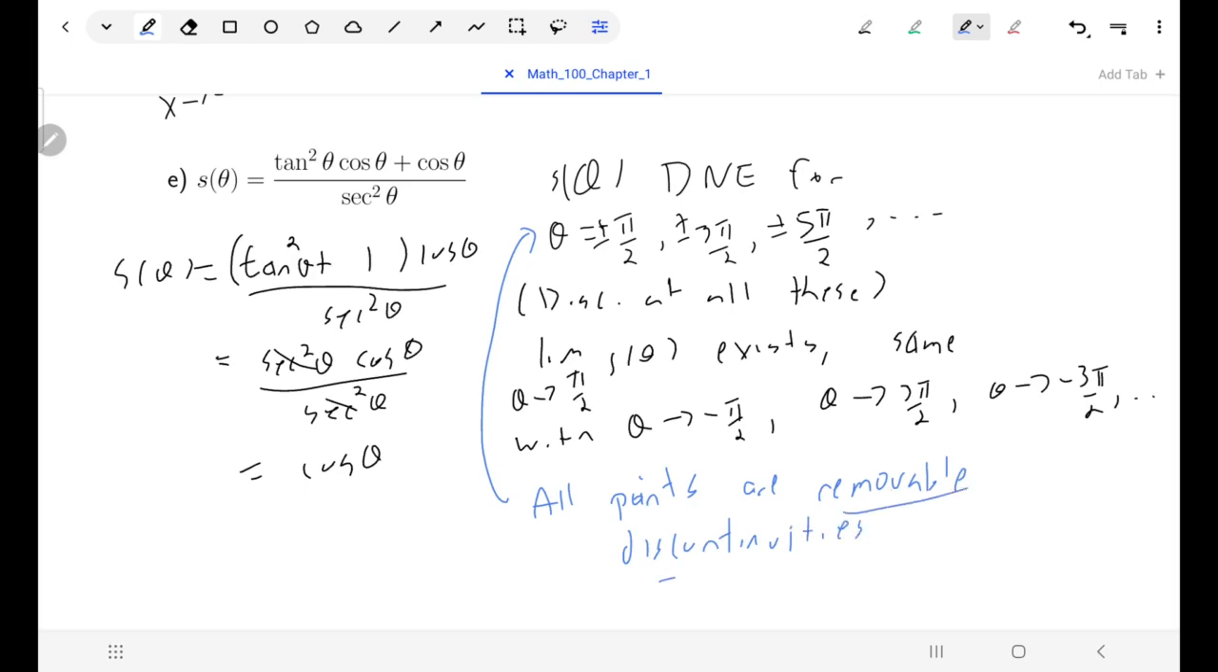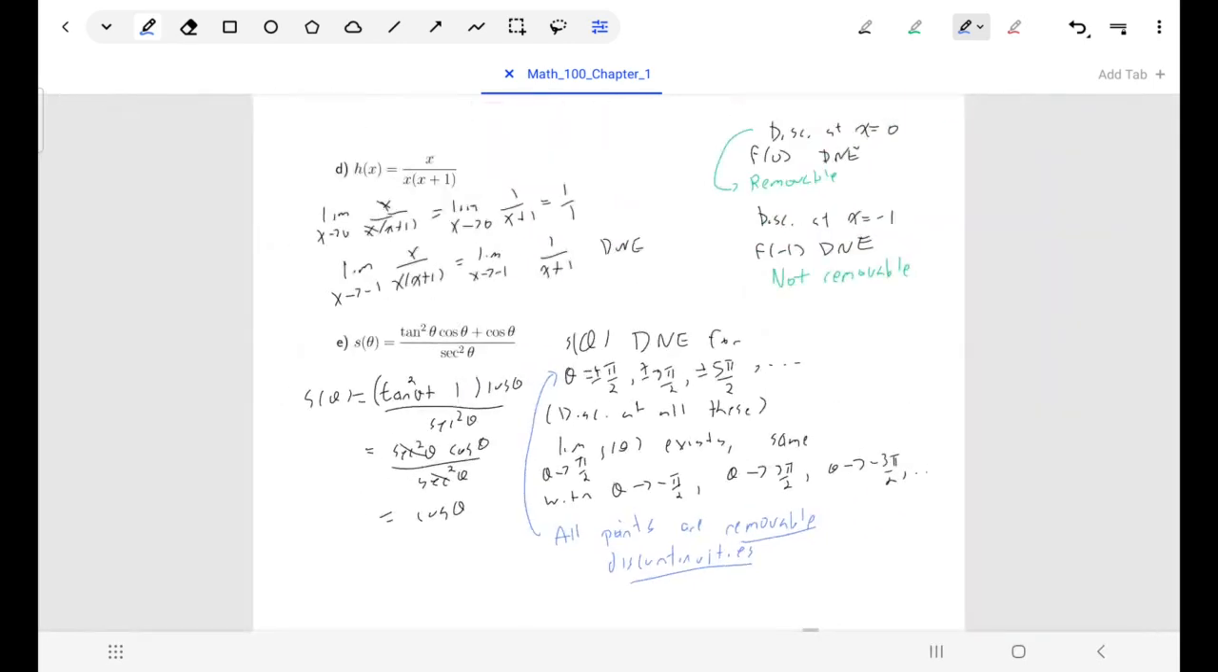So they're all removable, and conveniently enough, they're all removable with the same y value. In fact, the limit as theta approaches any of those values for the function s of theta is 0. So if you let s of pi over 2, negative pi over 2, and everybody else all be equal to 0, then you would have filled in all the holes, and you would now have your discontinuities removed.